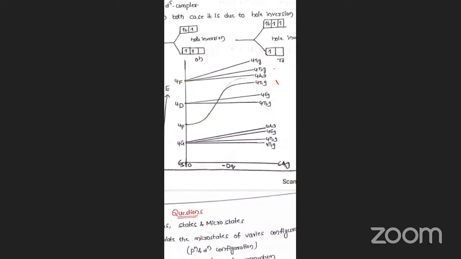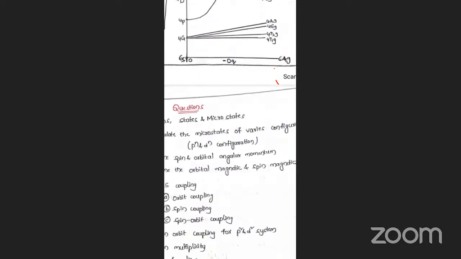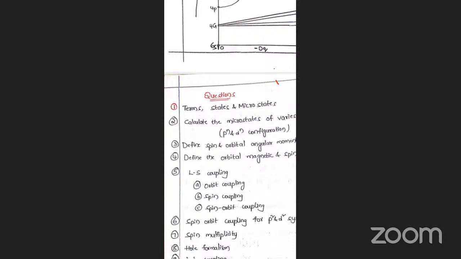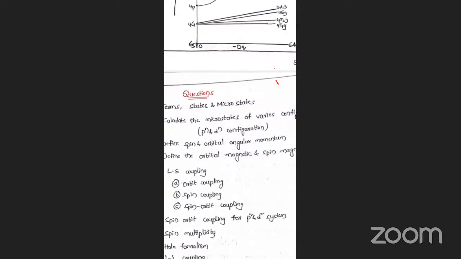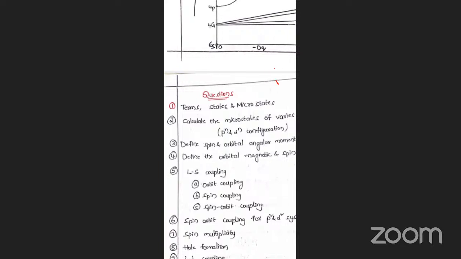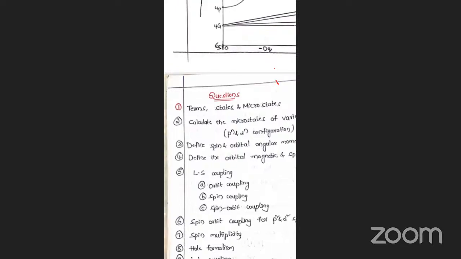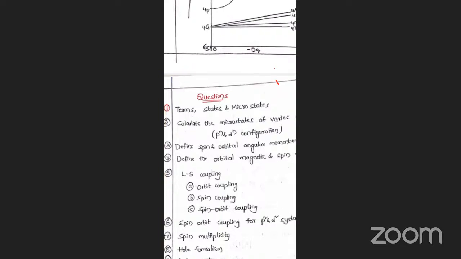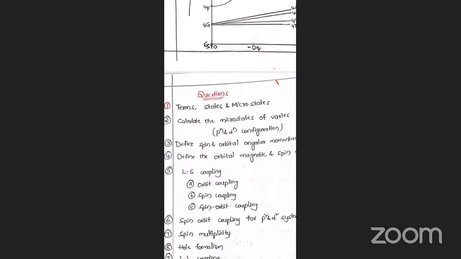In this chapter, some important questions are there. What are terms, states and microstates? Calculate the terms, states and microstates of various configurations, dN and pN configurations. Define spin and orbital angular momentum. Define the orbital magnetic moment and spin magnetic moment, and apply their magnitude.